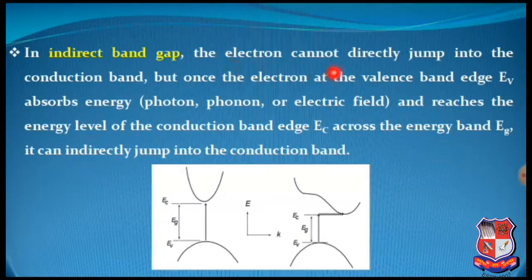In indirect band gap, I am just explaining this figure. The electron cannot directly jump into the conduction band, but once the electron at the valence band edge, that is EV, absorbs energy from these three sources and reaches the energy level of the conduction band edge EC across the energy gap EG, it can indirectly jump into the conduction band. So here there is a change in the direction of the wave vector.